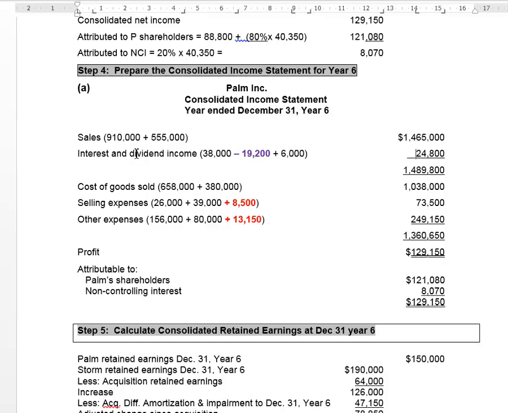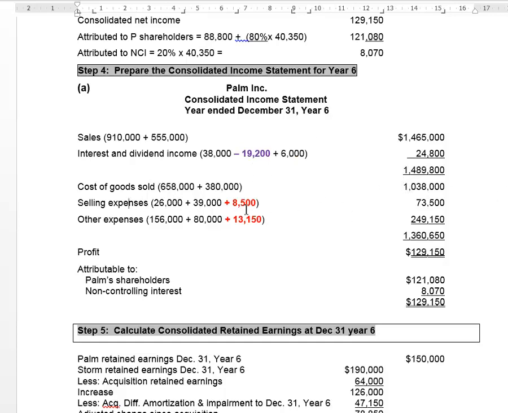I think in the solution initially they removed the dividend income reference because they realized that the entire amount of the dividend income was going to be removed. But in fact, to stay true to the question, that is the account name, including the dividend income. So now we're going to have total revenue of 1,489,800. Our cost of goods sold is that of the parent, adding to it that of the sub, which is 1,038,000.